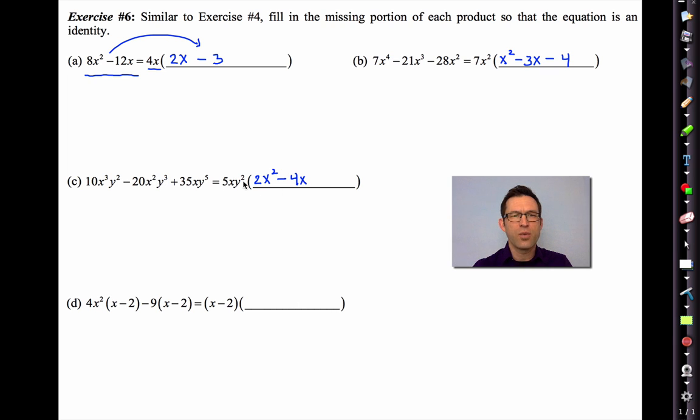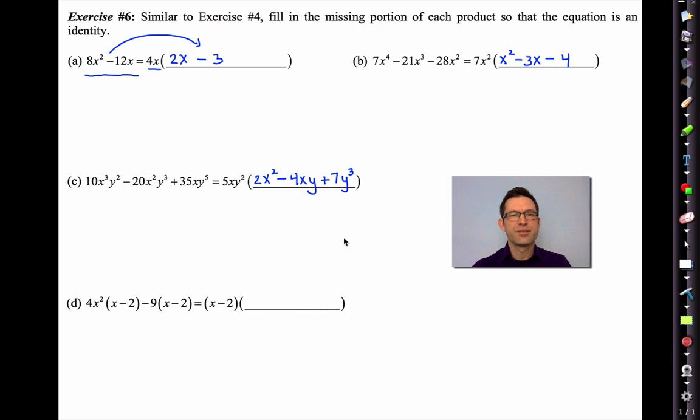Y cubed here, y squared there. I'm going to need a y, right? Y times y squared is y cubed. Finally, 5 times 7 is going to get me 35. The x to the first is there. Y to the fifth, y to the second, gives me y to the third.